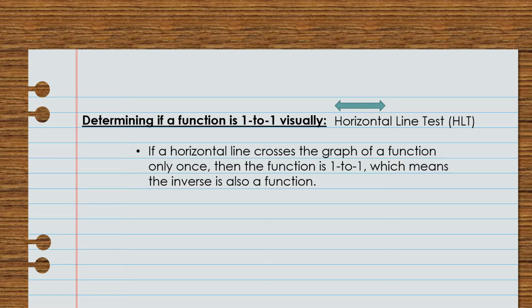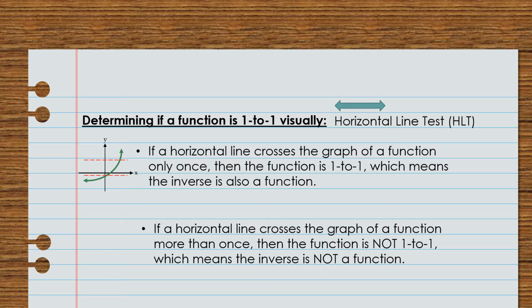So what might this look like? Well, here's a graph. We can look at the green graph and tell it is a function because it passes the vertical line test. But to determine if it is 1-to-1, we must apply the horizontal line test. So we apply a horizontal line anywhere on the graph. And notice, no matter where you place the horizontal line, it will only cross the green graph one time, which means this function is 1-to-1.